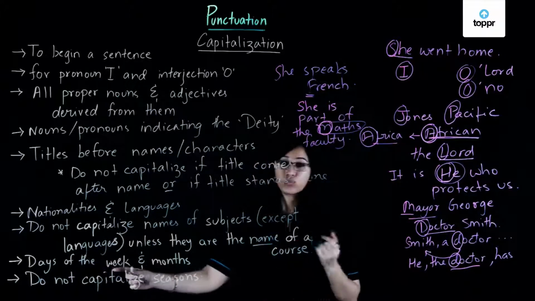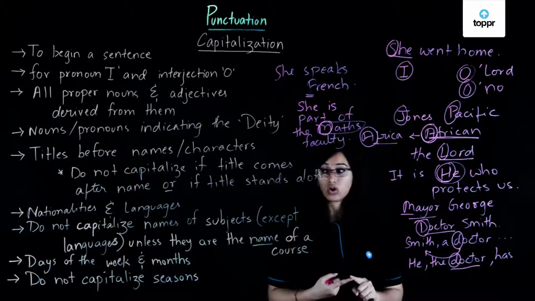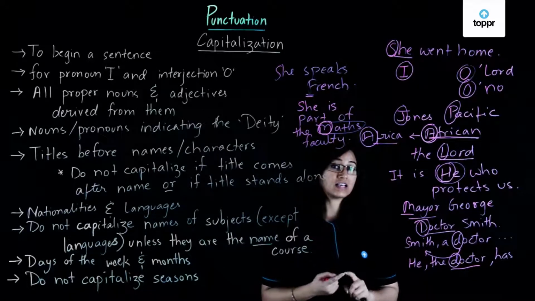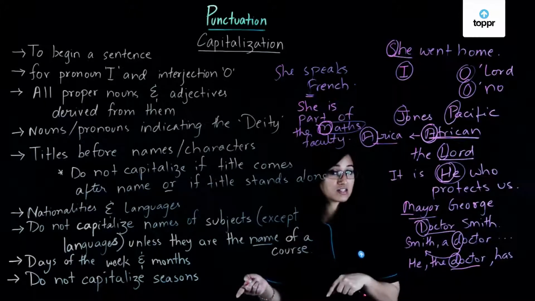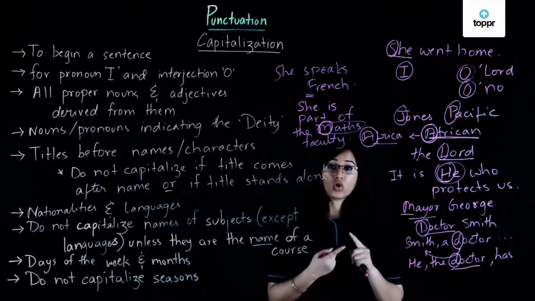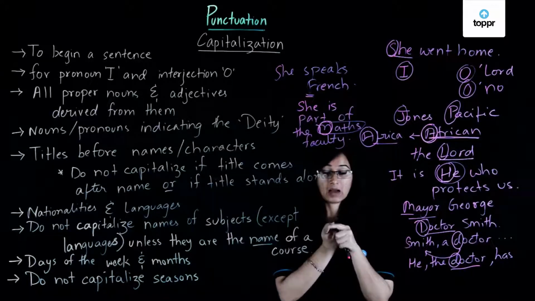Now, days of the week such as Sunday, Monday, Tuesday, etc. are all capitalized all the time, and so are the names of the months, January, February, March, regardless of whether they start the sentence or they're within a sentence. So always remember the days of the week and the months are always in capital letters.